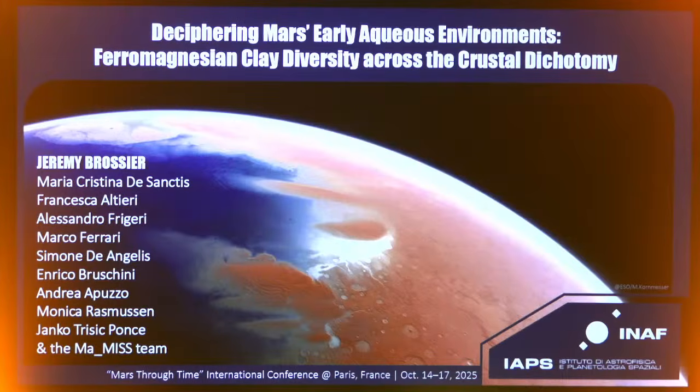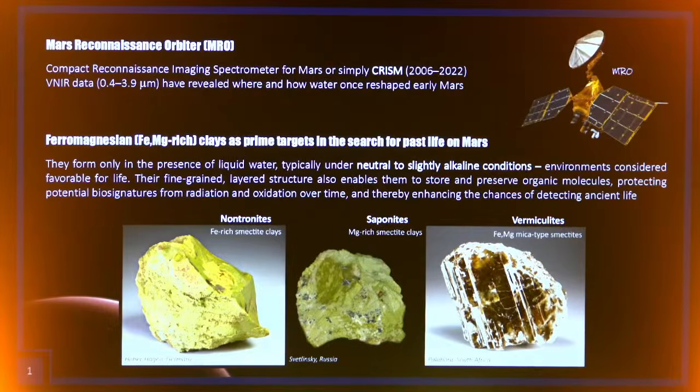So here we focus on the ferromagnesian clays, as they are the main mineralogical phases found on Oxia so far. And they are also supposed to be one of the prime targets for the search of life on the planet, as they are made under conditions that favor the emergence of life, and they are known to trap and preserve biosignatures, organic compounds, over time.